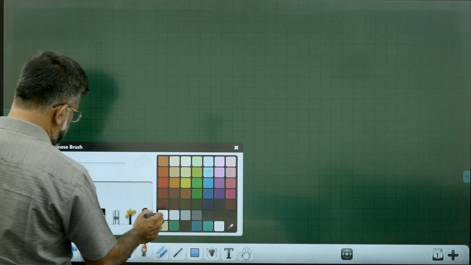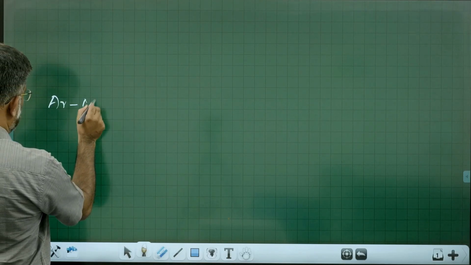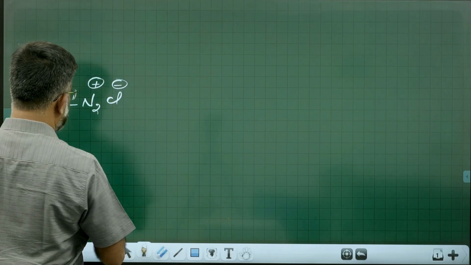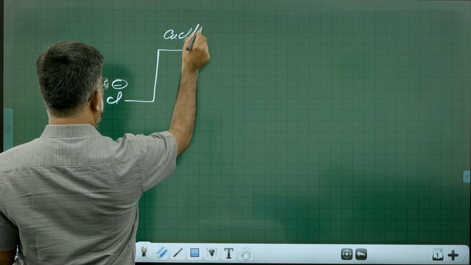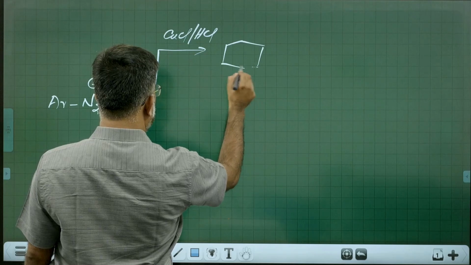Sandmeyer's reaction. In fact, there are three reactions. Ar for benzene, Ar N2 plus Cl minus, treated with cuprous chloride and HCl, you get chlorobenzene.